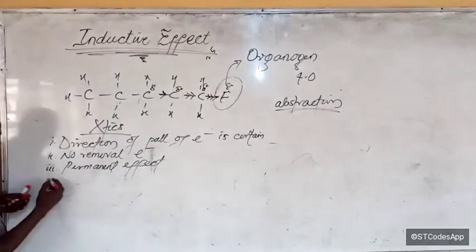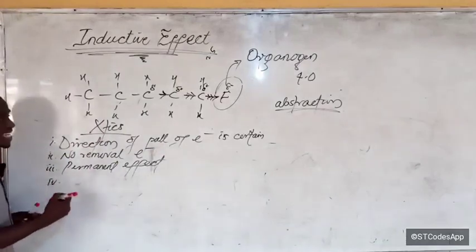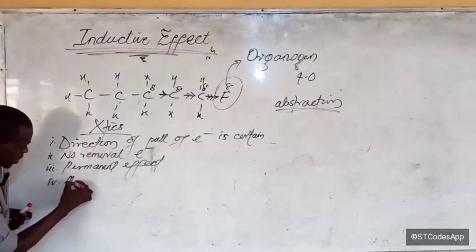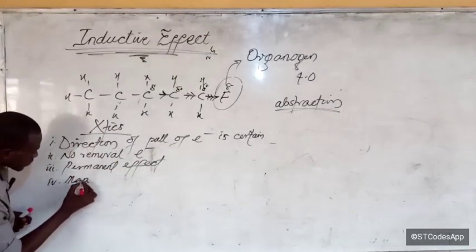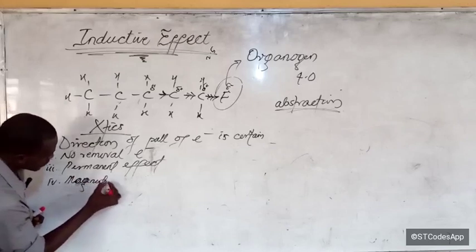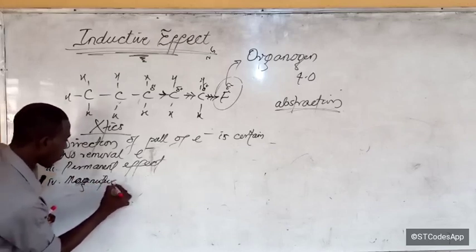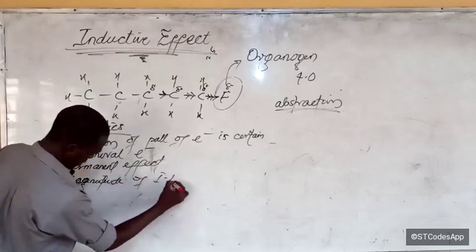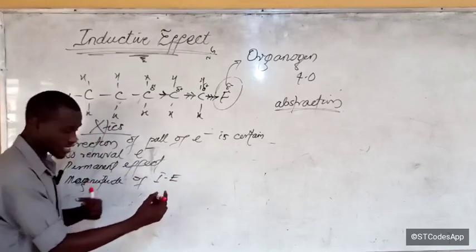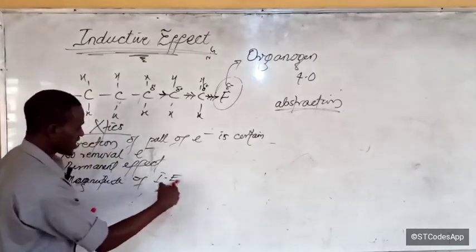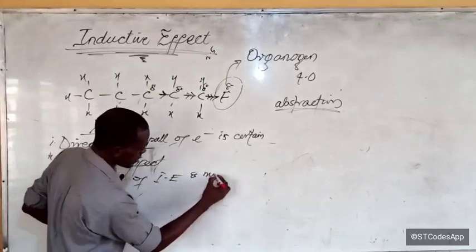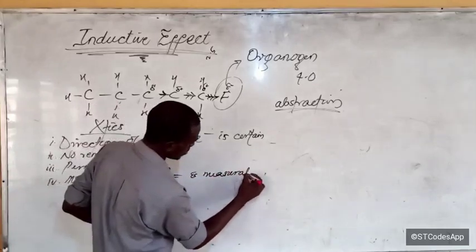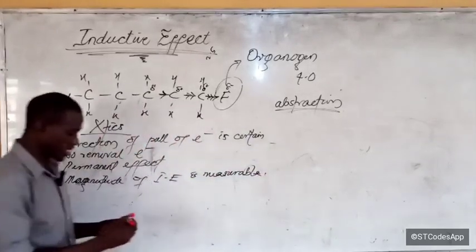Then the fourth one is that it is measurable. The magnitude of the inductive effect is measurable experimentally. It can be determined experimentally.